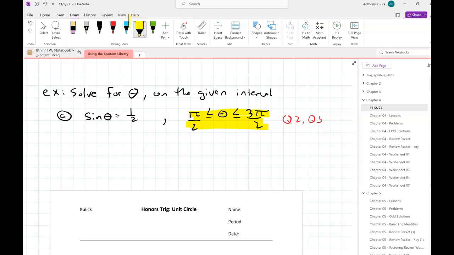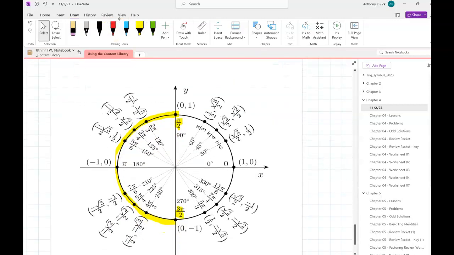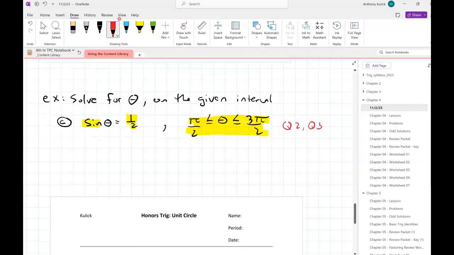So where am I going to look? Because it's sine, I'm going to be looking at y coordinates equal to 1/2. So the only place in quadrant 2 or 3 where the y coordinate is 1/2 is 5 pi over 6. Is 5 pi over 6 in between 1/2 a pi and 1.5 pi? Definitely, right? 5/6 is bigger than 1/2, but it's less than 1.5. Everybody feel okay?